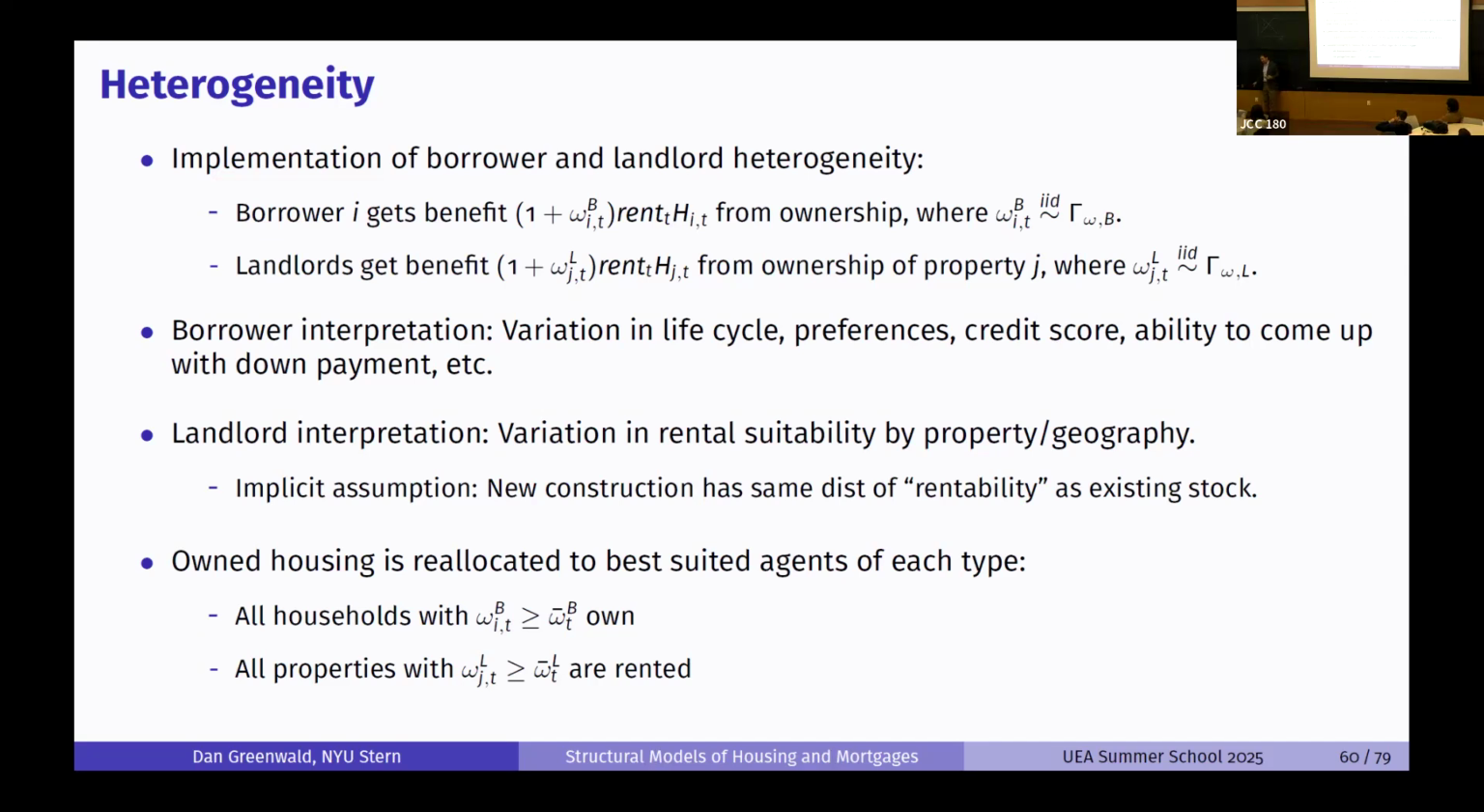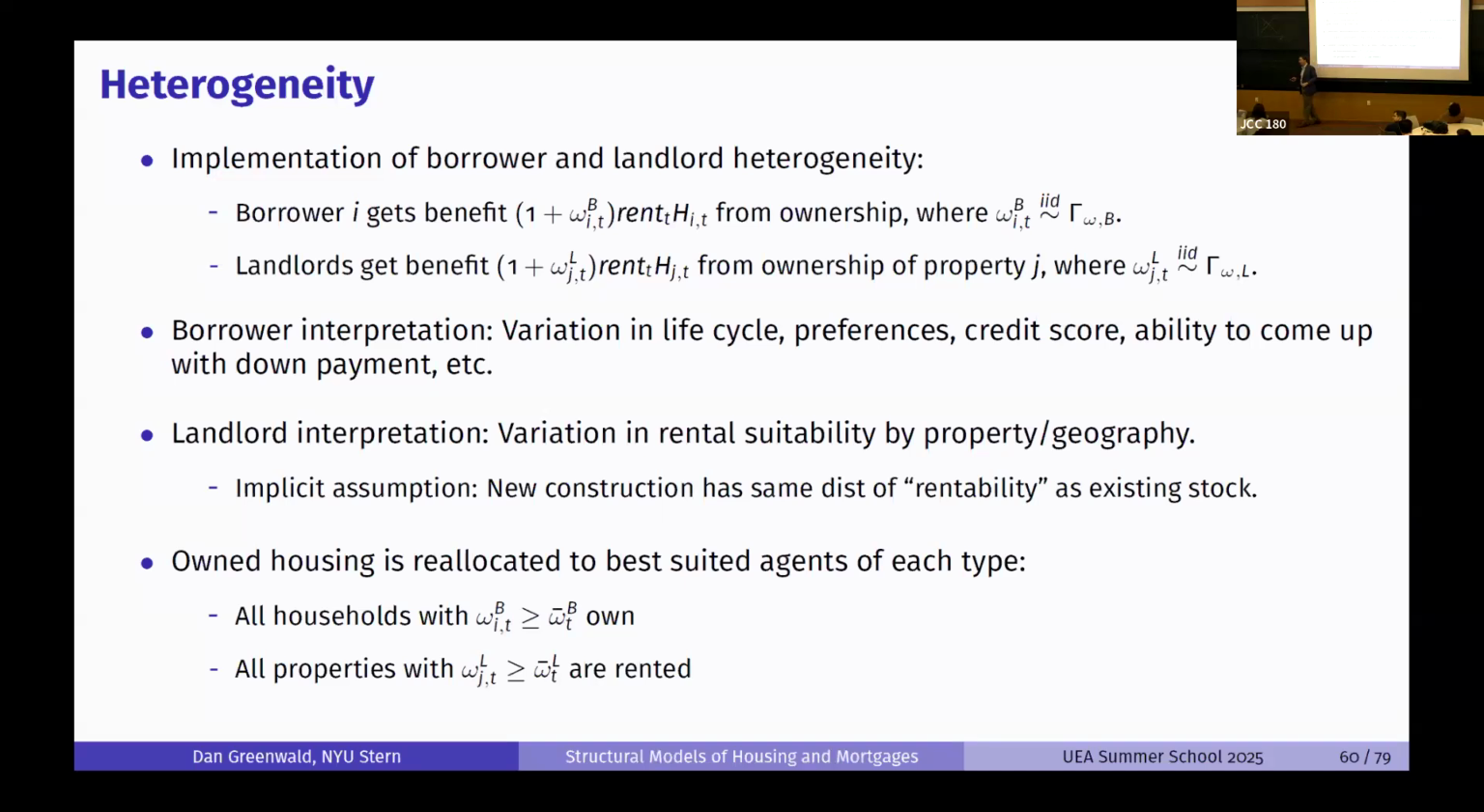You take these properties, some of them are very well suited to renting. The extra maintenance cost from making it a rental is not so high. Some of them are much worse for renting. They're really meant to be owned. So that's kind of what I have in mind. And so all I'm going to assume is that the owned housing is reallocated to the best suited agents of each type. So all the properties that have the highest benefits from ownership choose to own, and all the properties that are the most suited to renting are rented, and the rest are sold for ownership.